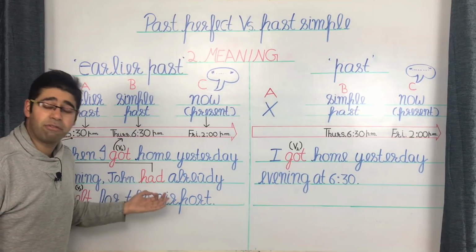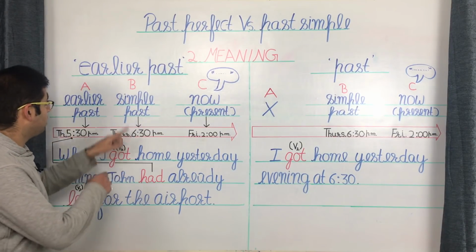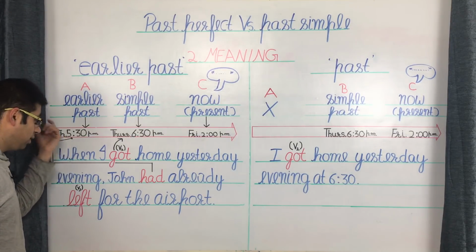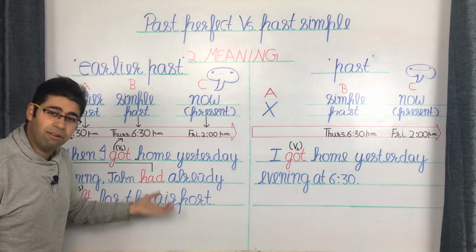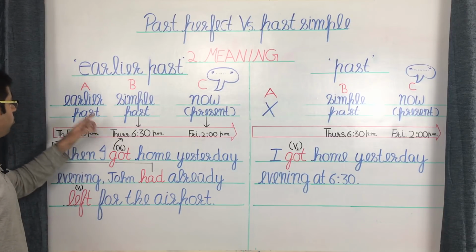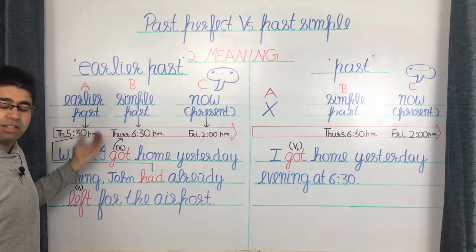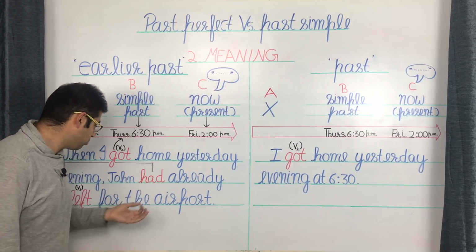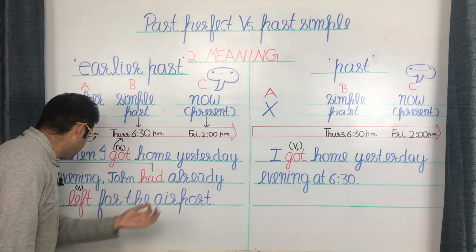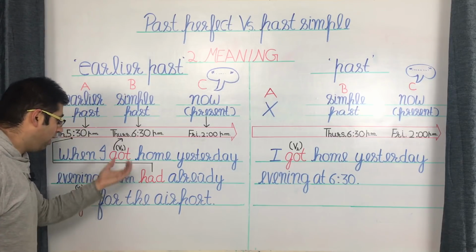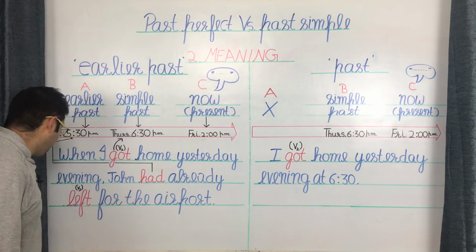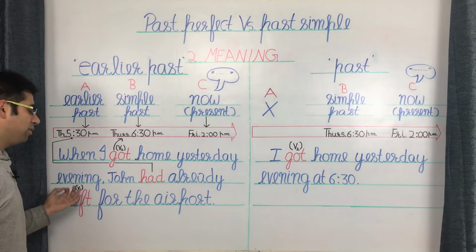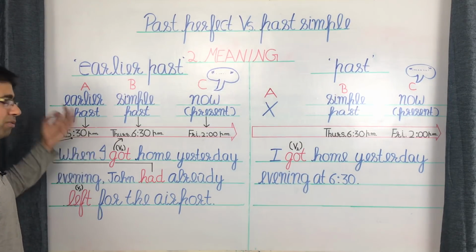Continuing from there, the sentence goes, John had already left for the airport. Now you are making reference to an event which had taken place even before point B, which brings us to point A, Thursday 5:30 p.m., which is the time when John left for the airport, and hence this will be treated as the earlier past or the past perfect. And you see the same grammatical treatment in the sentence as well. You have John had already left for the airport. You have had as the auxiliary verb followed by left, which is the past participle or the third form of the verb leave. So that's about past perfect.